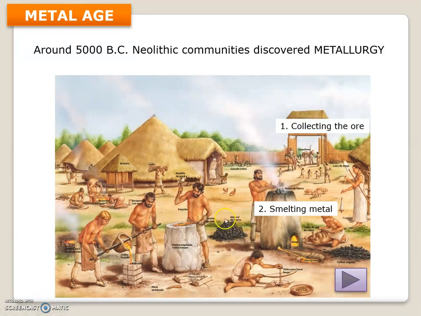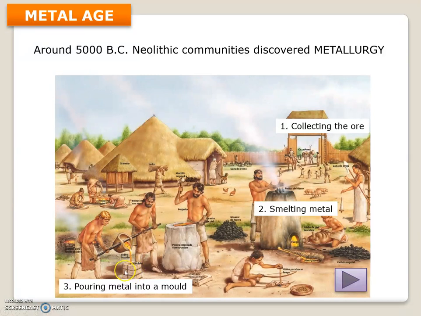Here we have ore. This ore was heated here in an oven, and with a lot of heat we can get the liquid metal, the smelted metal. This melted metal is going to be poured into a mold. You can see both men pouring the metal, the liquid metal, inside a mold.